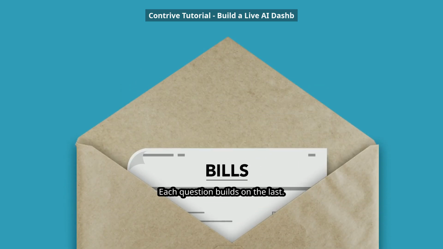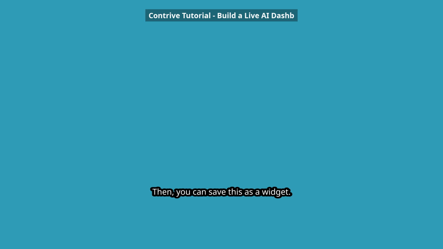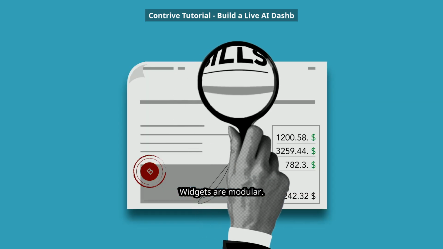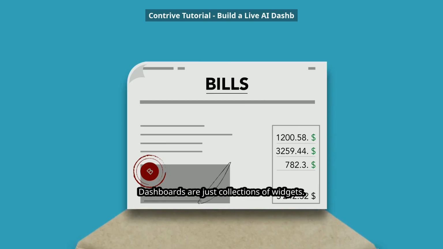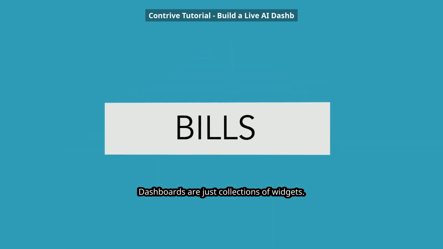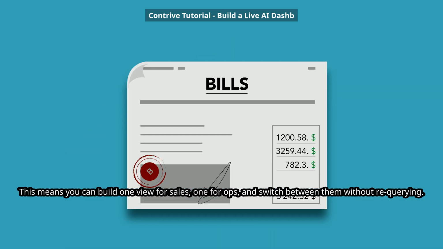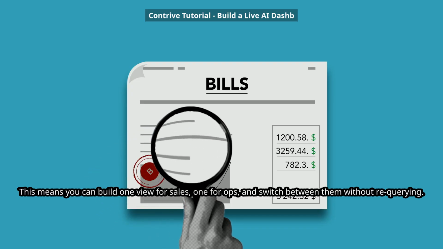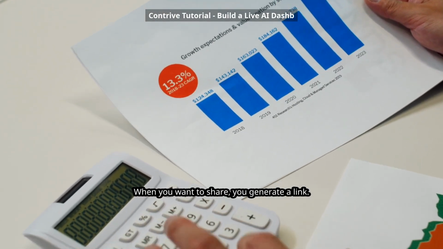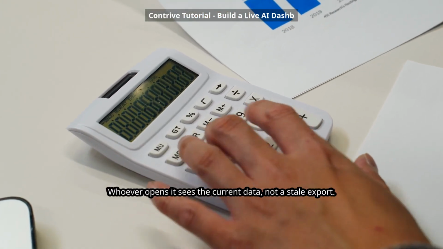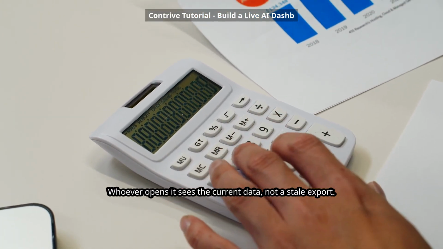Then, you can save this as a widget. Widgets are modular. You can drag them into a dashboard layout. Dashboards are just collections of widgets. This means you can build one view for sales, one for ops, and switch between them without requerying. When you want to share, you generate a link. The link is live. Whoever opens it sees the current data, not a stale export. That is a massive step up from sending PDFs.